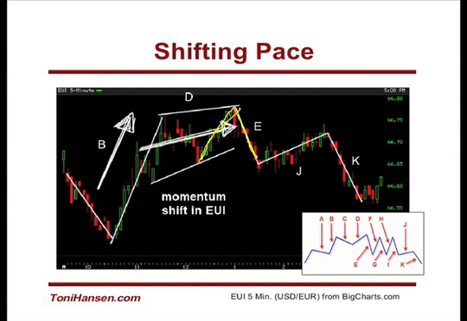Well, here's the start of it here. E into F, and then basically this pullback here. And then on the template, you can see that change in momentum on J, and you have that represented up here as well.